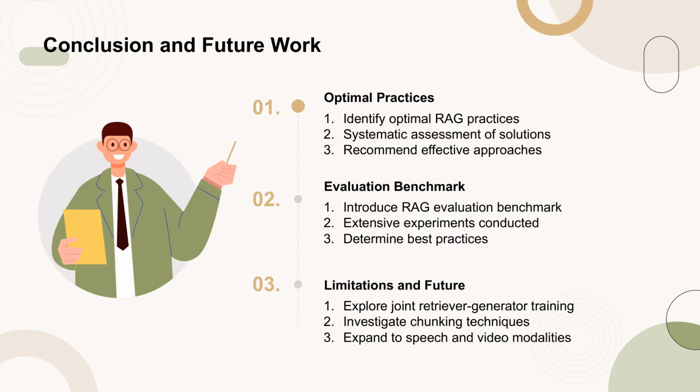In this study, the authors aim to identify optimal practices for implementing Retrieval-Augmented Generation, RAG, to improve the quality and reliability of content produced by large language models. They systematically assessed various solutions for each module within the RAG framework and recommended the most effective approach for each. Additionally, they introduced a comprehensive evaluation benchmark for RAG systems and conducted extensive experiments to determine the best practices among various alternatives. Their findings contribute to a deeper understanding of RAG systems and establish a foundation for future research.